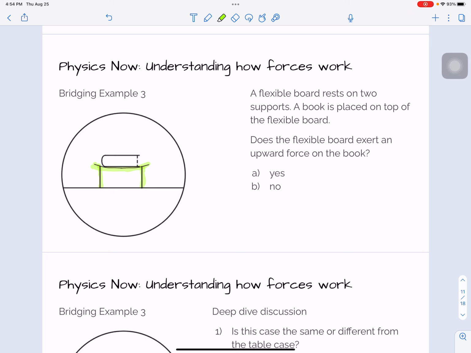So a book is placed on top of the flexible board. Does the flexible board exert an upward force on the book? Discuss it as a group, and then put down what you think is correct.